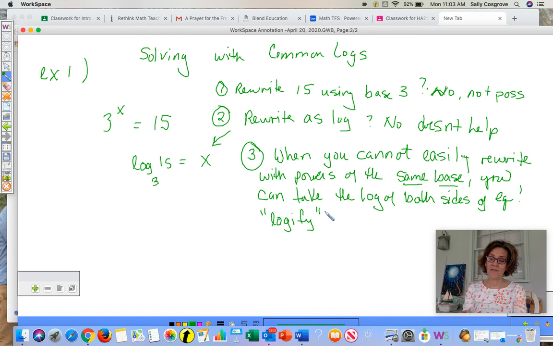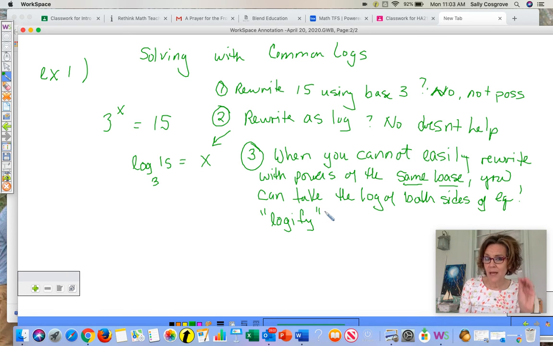We're going to logify, which is just a silly made up word. Just like we can always add 2 to both sides of the equation, we can always multiply both sides of the equation by 7. We can divide both sides by 3.